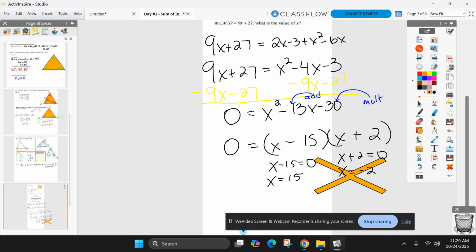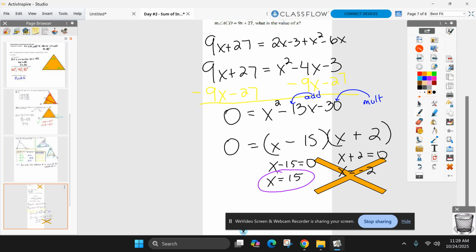Be on alert, especially when you get 2 answers out. One of them might need to be rejected if there's a diagram. Yes, Joe, go ahead. Do you have to say something or you just... Nope, just cross it out. Fiona, what happens if they're both positive? Still plug them back in.